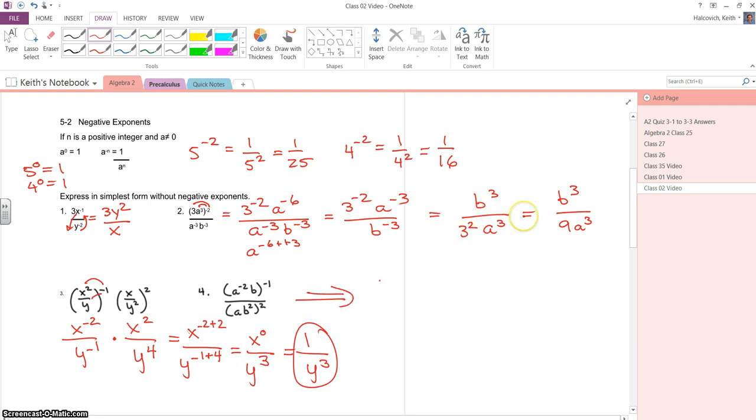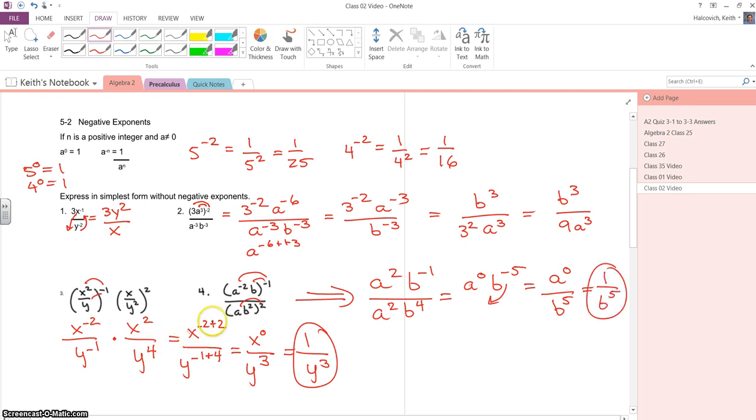This next problem, you distribute, you get a squared b to the negative first. And then on the bottom of the fraction, you get a squared b to the fourth. When you subtract, 2 minus 2 is 0. And negative 1 minus 4 is negative 5. So that becomes a to the 0 over b to the fifth, because you move it to the bottom of the fraction to make it positive. A to the 0 is 1, so it's 1 over b to the fifth.